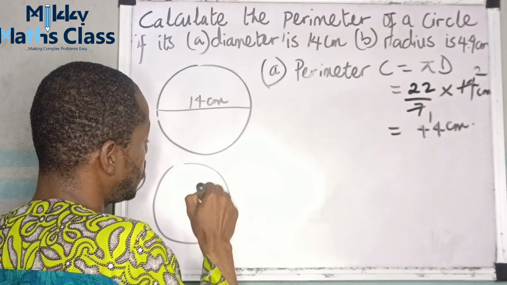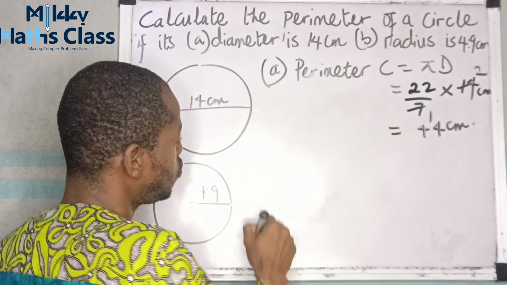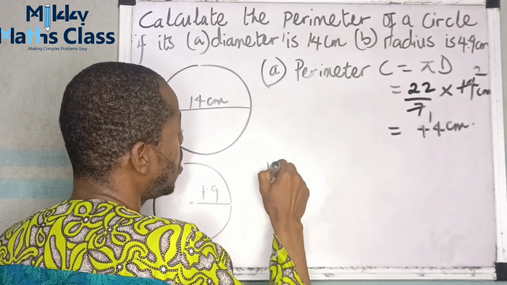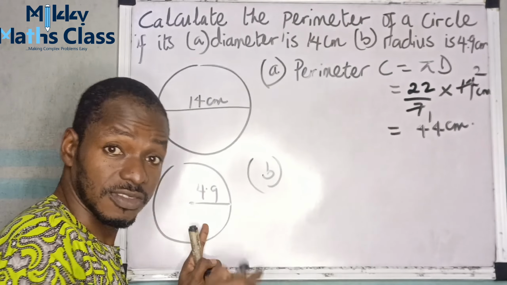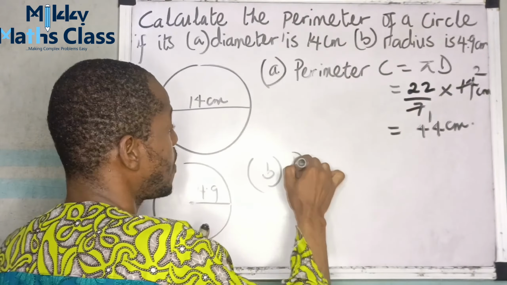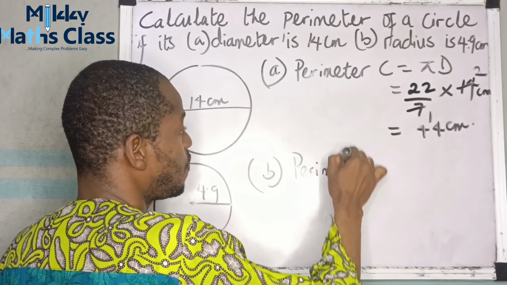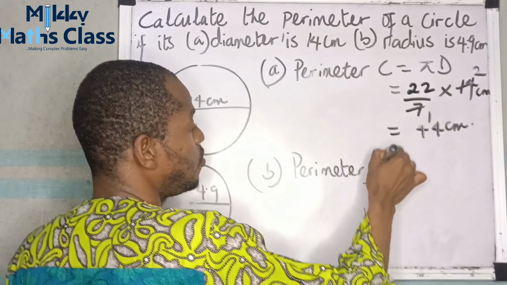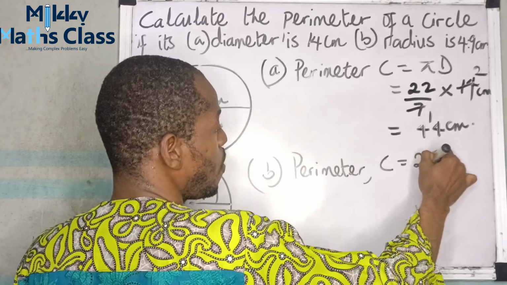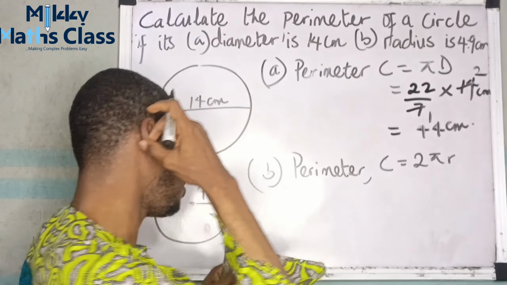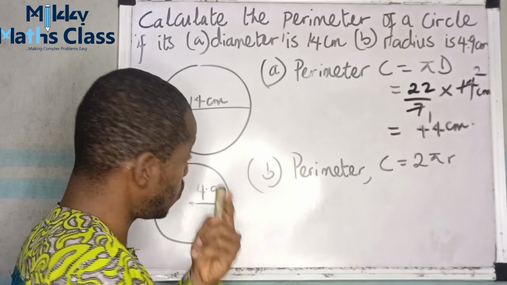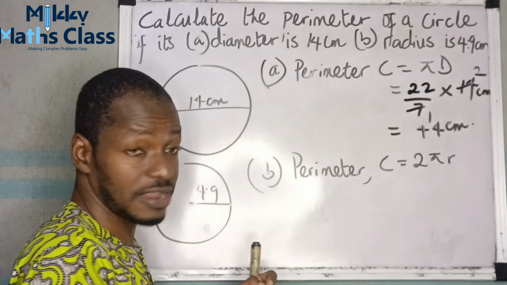We're told is 4.9. So this becomes when you are given the radius, the circumference, the perimeter, which is the same thing as the circumference, is equals to 2 pi r. That's the circumference of the circle when you have the radius given.